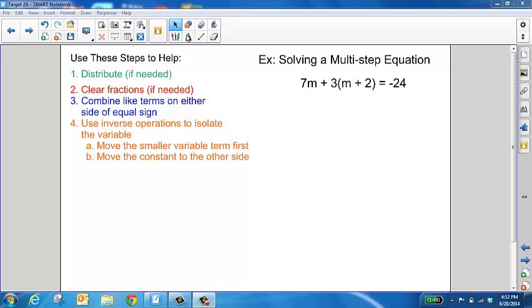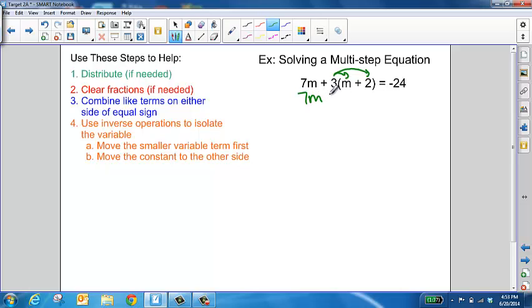Let's revisit how to solve a multi-step equation. As you can see, there's some steps on the left to help you through, and we're going to work through the example on the right. So the first thing that we are going to do is distribute, because if you look here, this 3 is being multiplied by the m plus 2. So that's going to give us 7m plus 3m plus 6 equals negative 24.